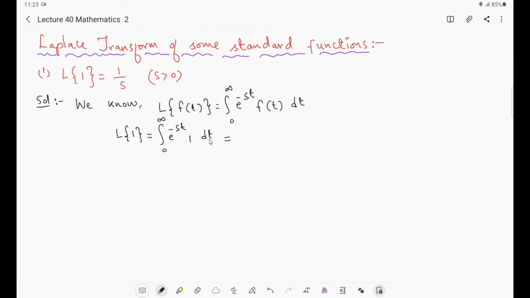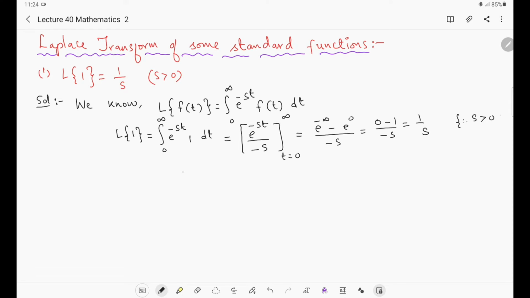For e power minus st we have to integrate with respect to t. Integration of e power minus st with respect to t is e power minus st by minus s, and the limits are from t equals 0 to infinite. Now substitute the upper limit in place of t, so we get e power minus infinite minus, substituting the lower limit, e power 0, all by minus s. What is the value of e power minus infinite? Already we have discussed it. The value of e power minus infinite is 0, minus e power 0 is 1, by minus s. So finally we will get 1 by s provided this s is greater than 0.